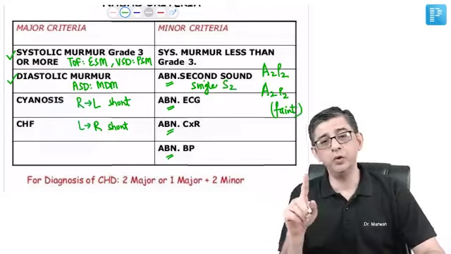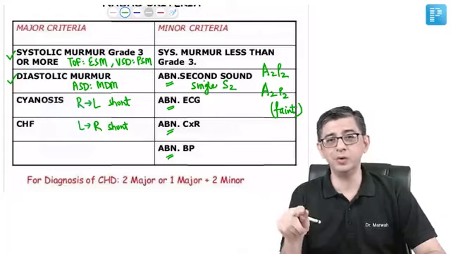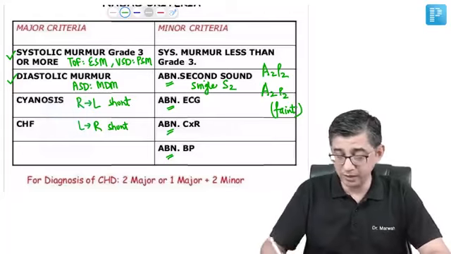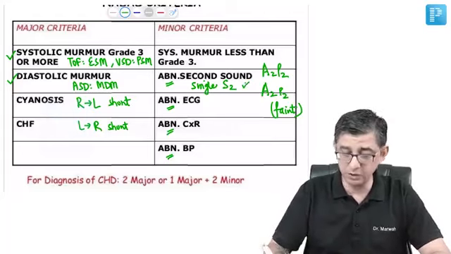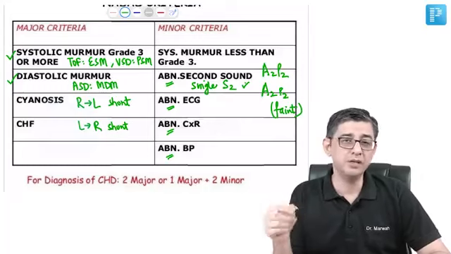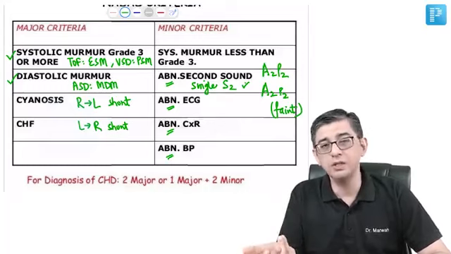So every time you read the word single S2, it always tells you that there is a problem with respect to the pulmonic valve whenever I'm talking about congenital heart disease. And in fact, you will notice that in Fallot's physiology, this is one of the important diagnostic criteria. So that is why abnormal second heart sound has been included in the diagnosis here. Then he says abnormal ECG.